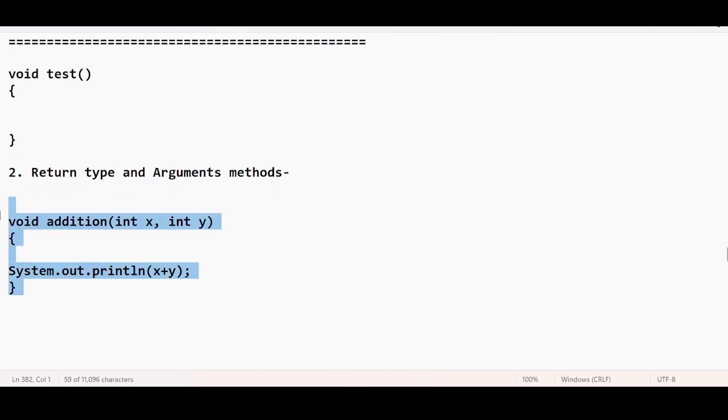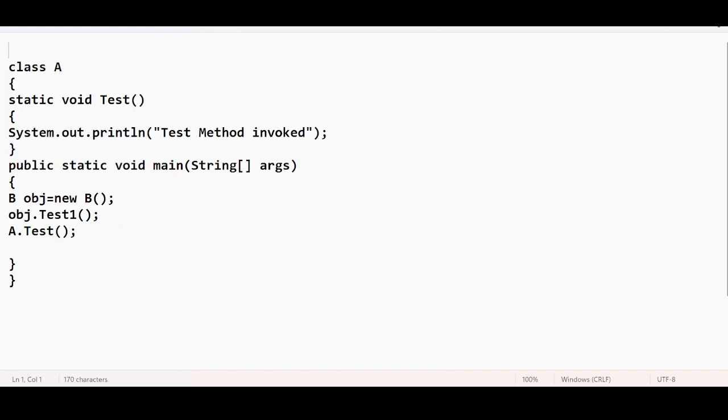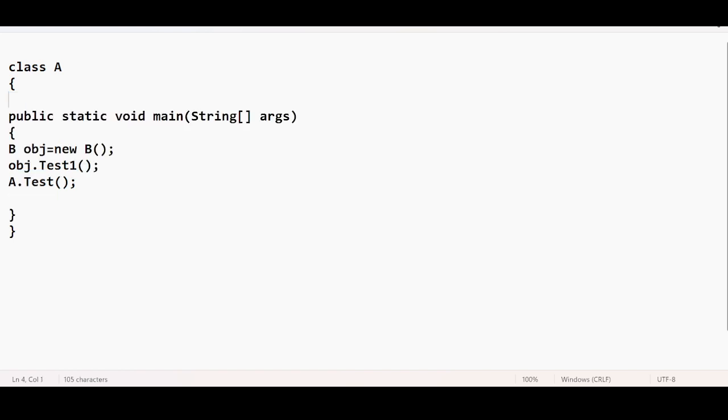For example, let me go here. Let me remove all this. So I have a class A.